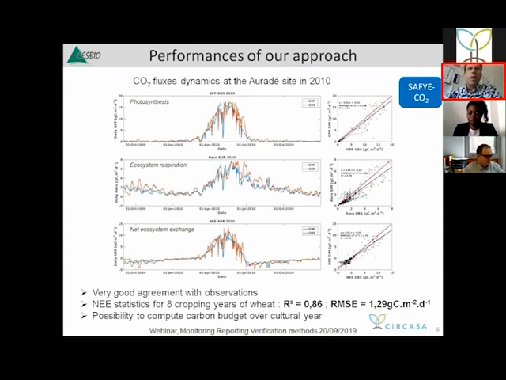And it simulates the net ecosystem exchange, and we have fairly good performances for estimating the net ecosystem exchange. And by integrating this net ecosystem exchange over a cropping year, we will use this information to calculate later on the carbon budget.